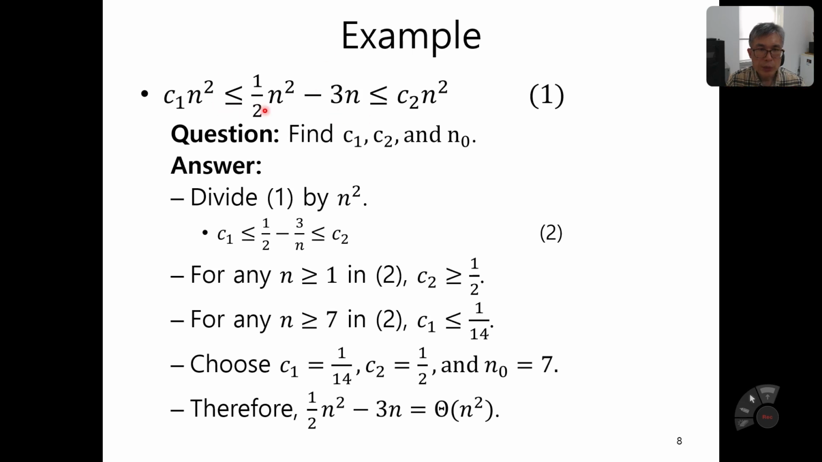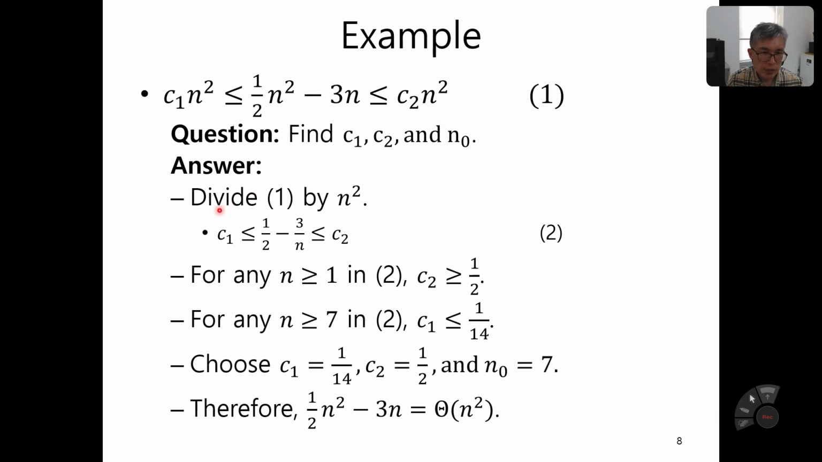So in the middle we have f(n). This one is c1 n squared and c2 n squared, so f(n) is between c1 g(n) and c2 g(n), according to the previous definition of theta. The question is to find c1, c2 and n0, and then we can say the function f(n) in the middle has time complexity theta of g(n). Here g(n) is n squared.